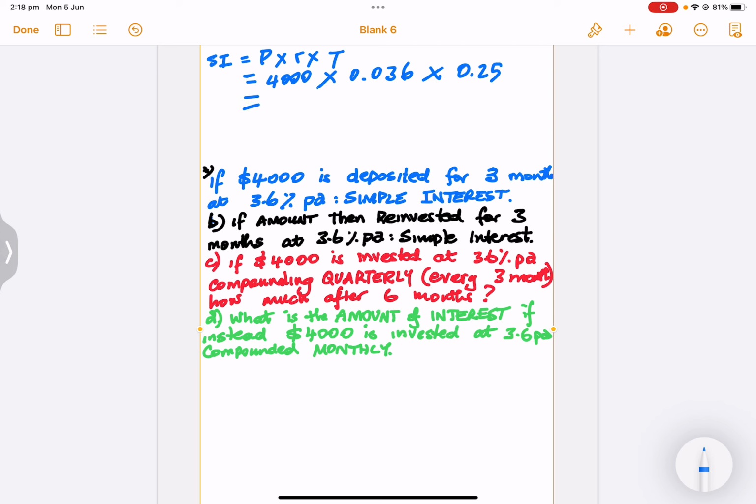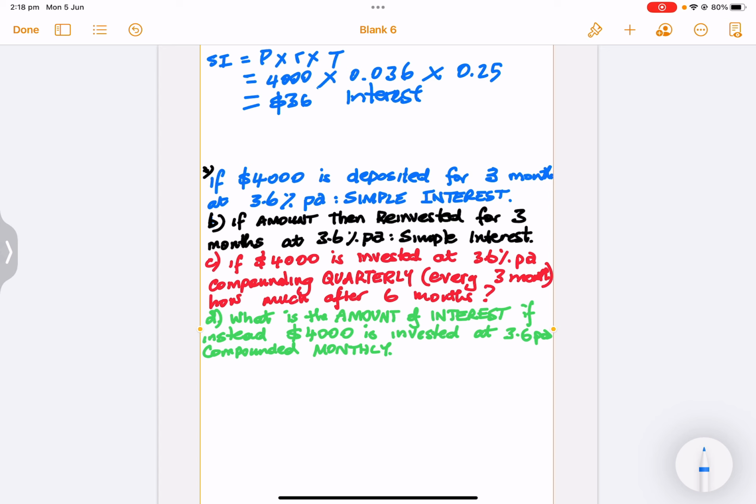And get the calculator. I'll do this off screen, just to save fiddling with the calculator on the screen. 4,000 times 0.036 times 0.25. You can do this calculation and check. And I get $36. $36 is the interest, right? Not the amount. That means there'll be $4,036 in the account.